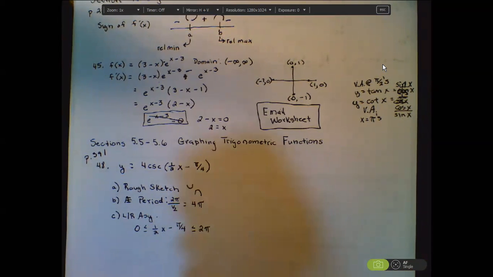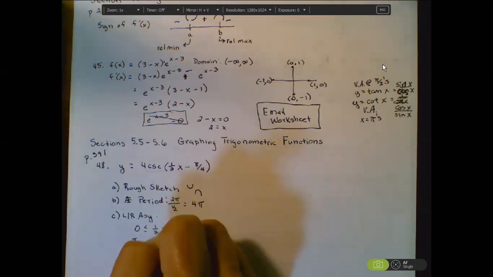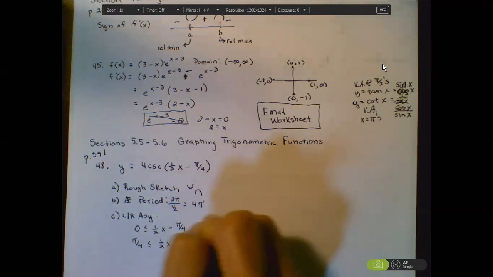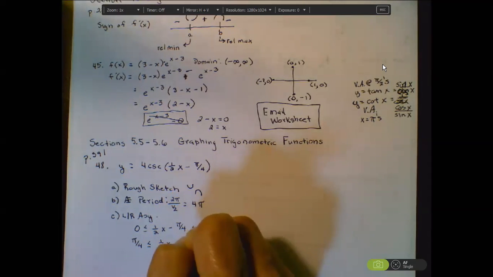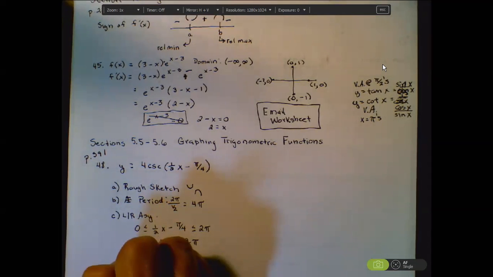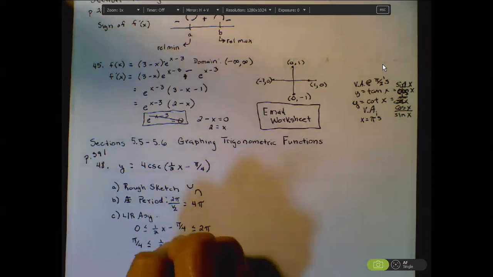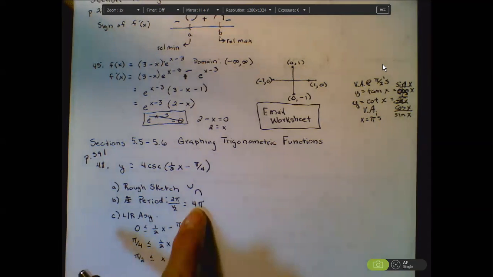I add pi over 4 to all 3 sides. That's 8/4 plus 1/4 is 9/4. And then multiply all 3 sides by 2. And I can double check that that period really is 4 pi.